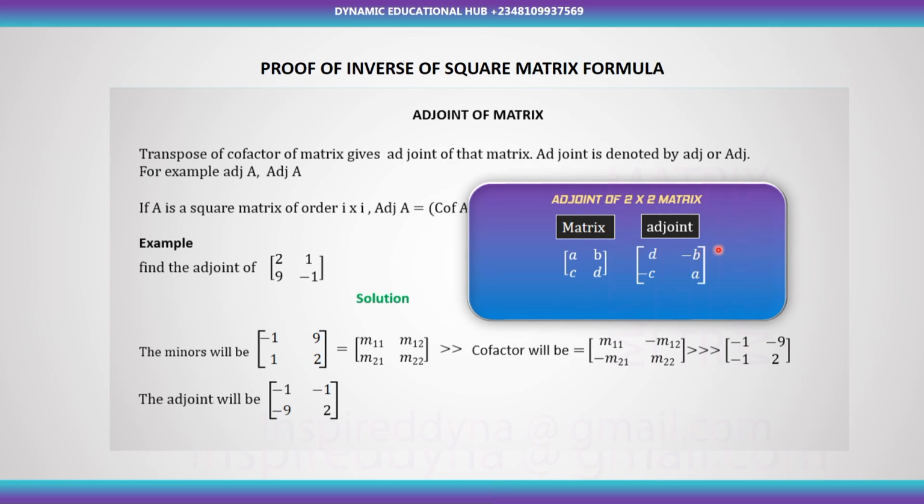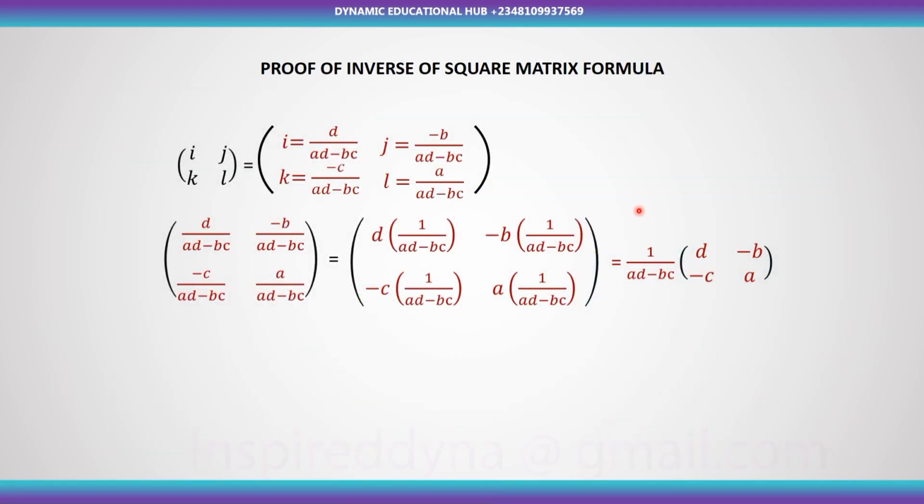We can also see from this video, from my explanation of adjoint of matrix, that the adjoint of any matrix in this format is what? D, minus B, minus C, A. And what do we have here? D, minus B, minus C, A.